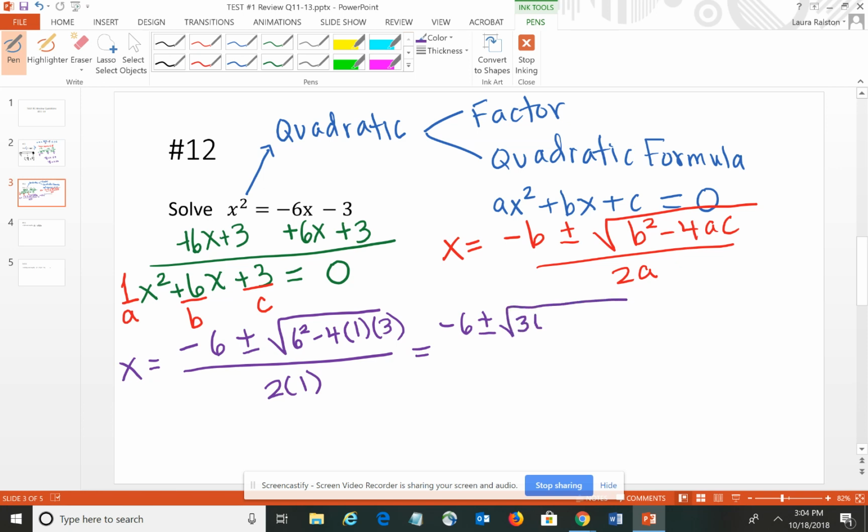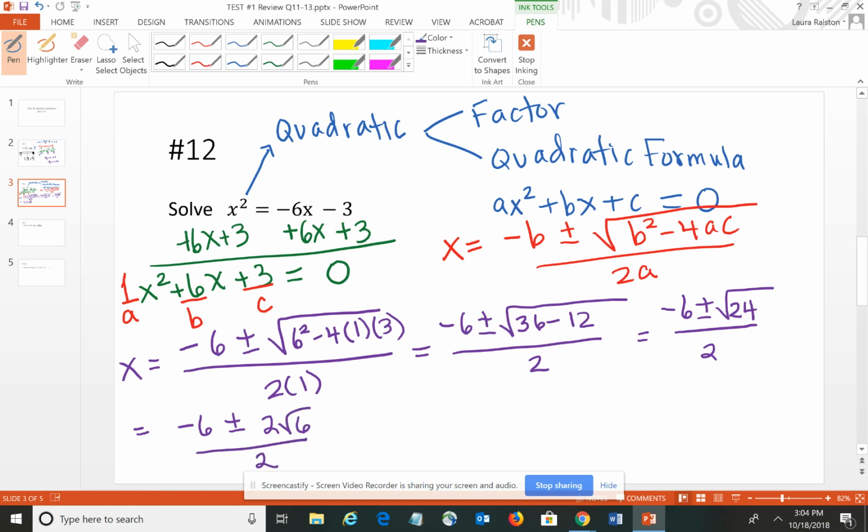6 squared is 36, minus 4 times 1 times 3, which is 12, all over 2 times 1. So I have negative 6 plus or minus the square root of 24, 36 minus 12, over 2. I then need to simplify the radical. So I have negative 6 plus or minus 2 times the square root of 6, all over 2.